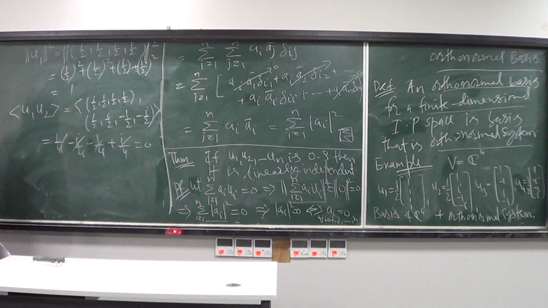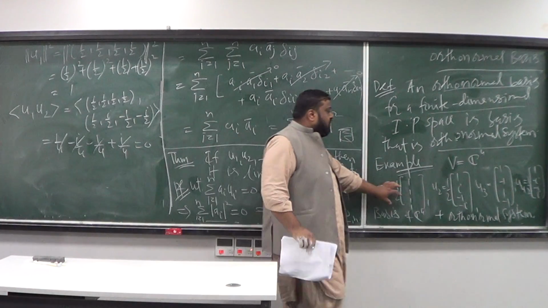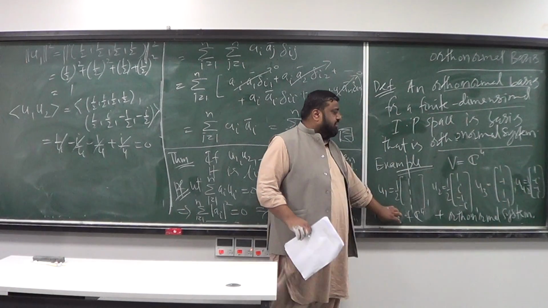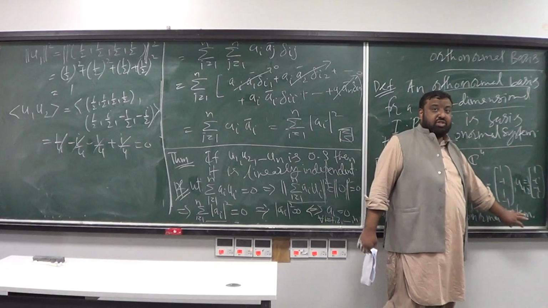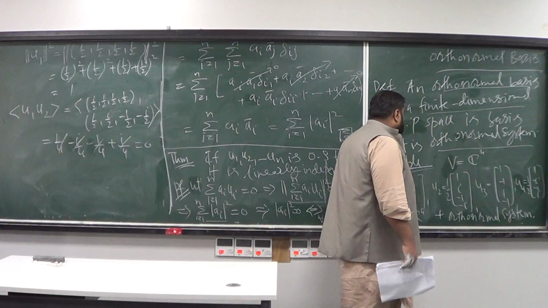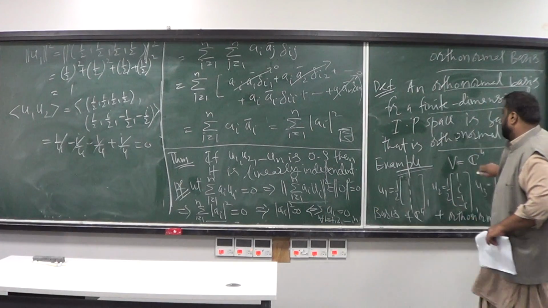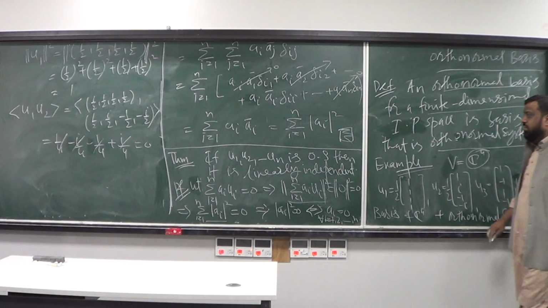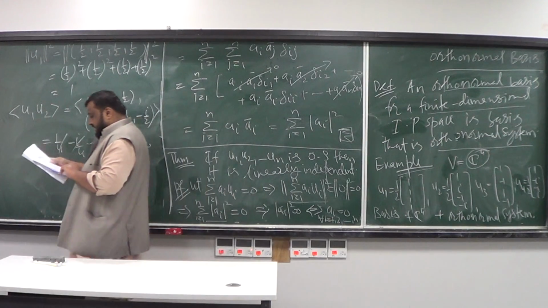So it is indeed not a difficult thing to see that these four vectors not only form a basis of C4, but they also form an orthonormal system. So you're going to call this basis an orthonormal basis for C4 actually. Okay, so this is an example of an orthonormal basis for C4.